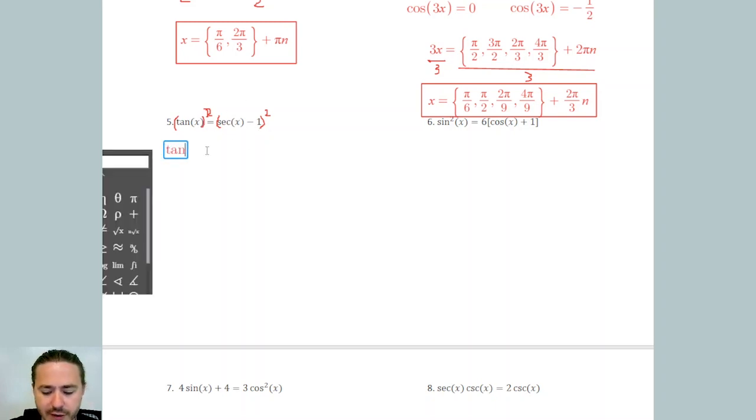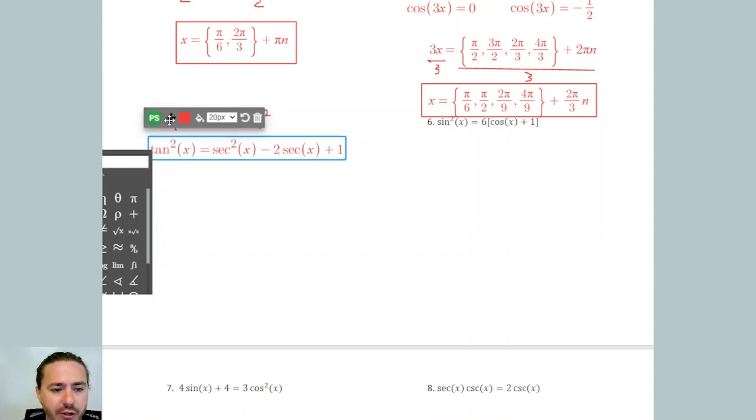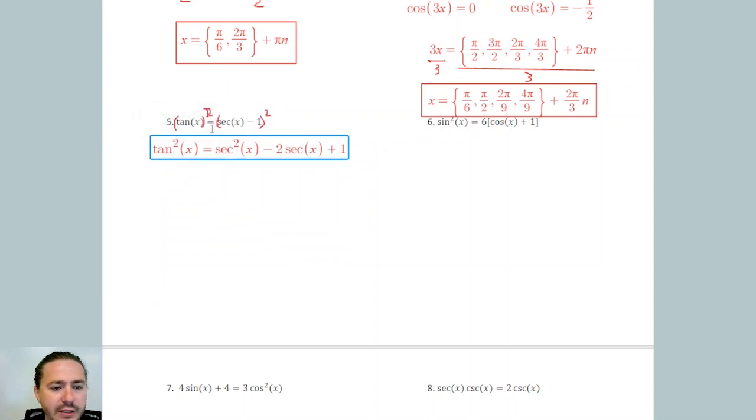And so what you get is, the left-hand side is pretty obvious, but the right-hand side you get secant squared x minus 2 secant x plus 1. So just be careful how you square this out. Let me know if you have a question about how you do that, and I can go into more detail. But now we see, okay, so now we need to rewrite this tangent squared in terms of secant, and that's going to be one of our Pythagorean identities.